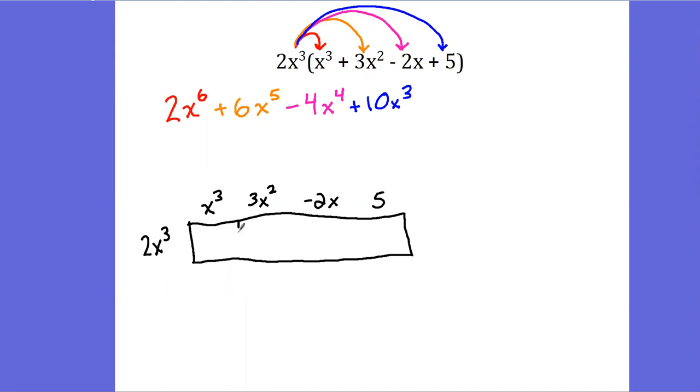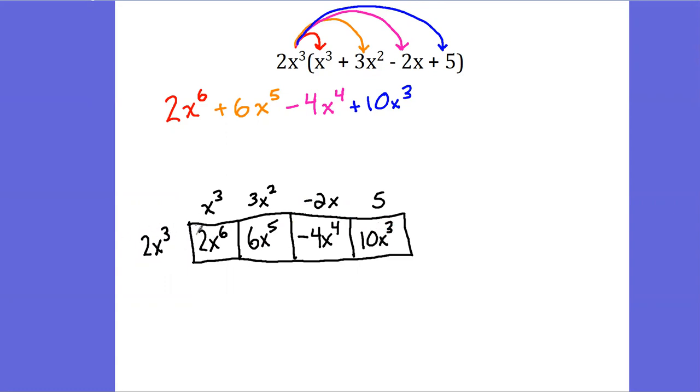Okay. So I'm just going to split this thing up. And when I do 2x cubed times x cubed, 2x to the 6th. 2x cubed times 3x squared, that's my 6x to the 5th. 2x cubed times negative 2x would be negative 4x to the 4th. And 2x cubed times positive 5 is 10x to the 3rd.